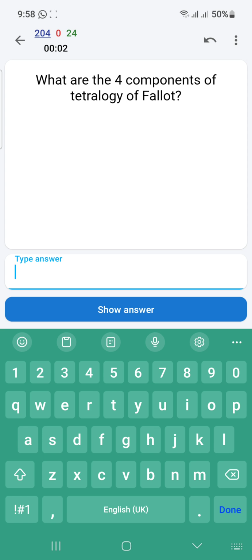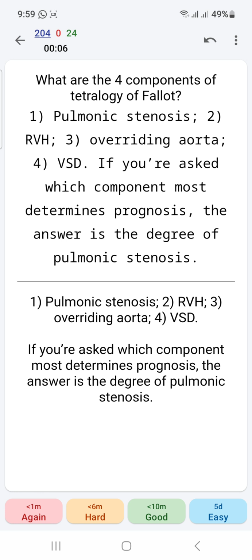What are the four components of tetralogy of Fallot? PROV, PROV. Pulmonic stenosis, right ventricular hypertrophy. O is for overriding aorta and V is for VSD. If you are asked which component most determines the prognosis, the answer is the degree of pulmonic stenosis.